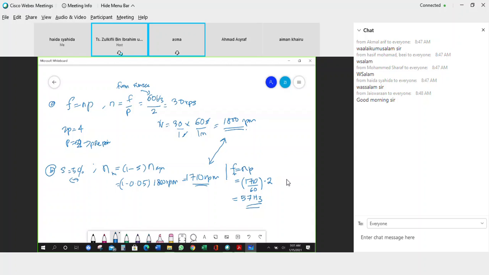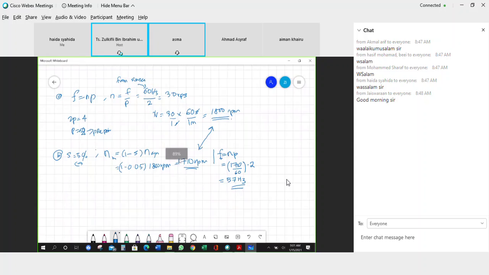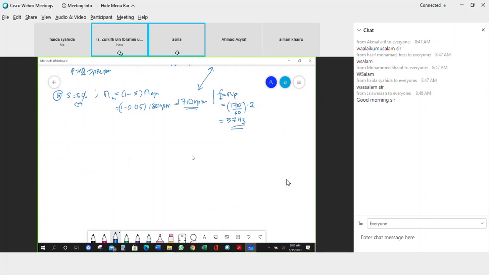So now we go for what is the shaft torque of this motor at the rated load. If you know the shaft torque is developed from the power output. So your power output will be power output equals your torque and also your omega m. So what is your torque?